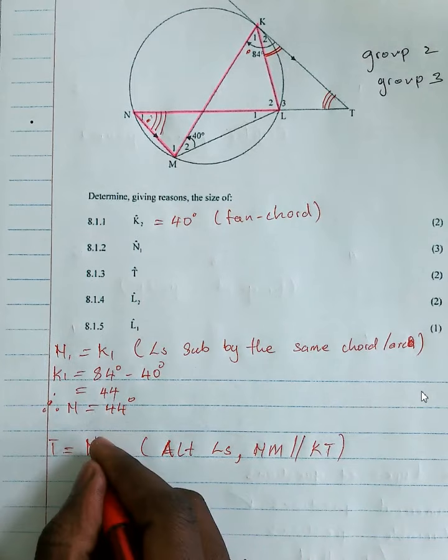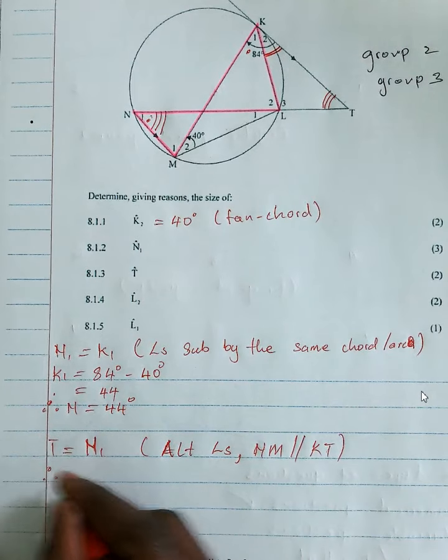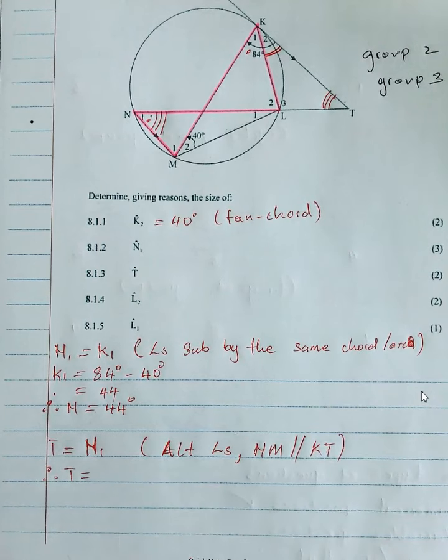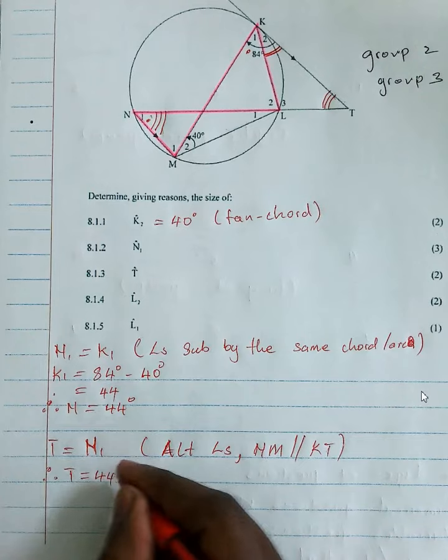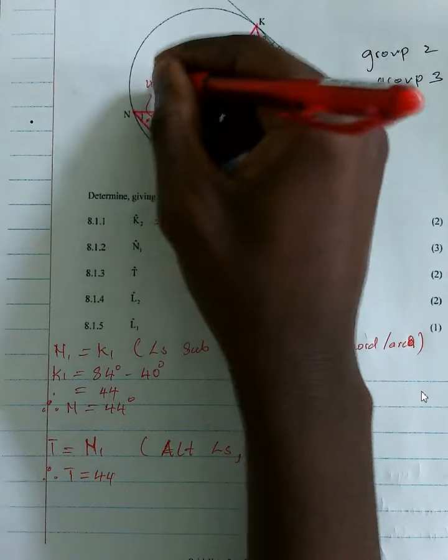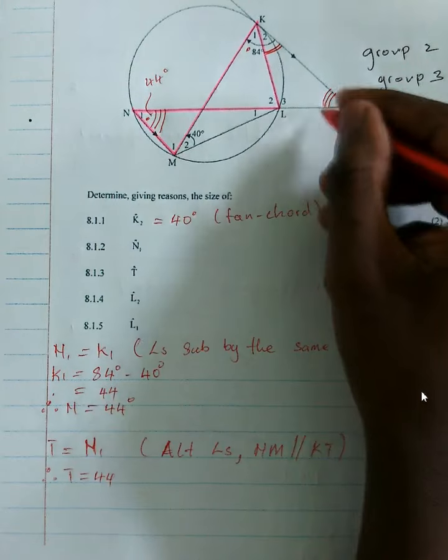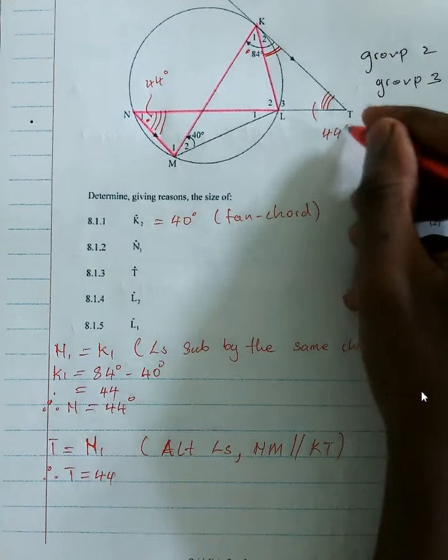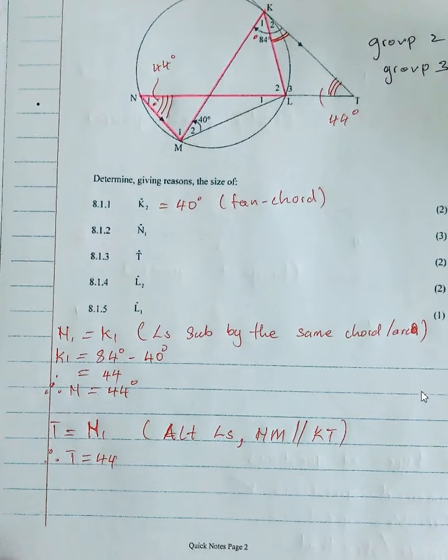And then which implies that T will be the same as what? 44, because we found that here it was 44, which implies that even here will be what? 44. Alright, we are going to L2.